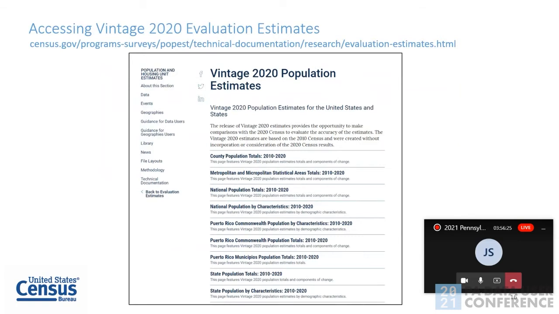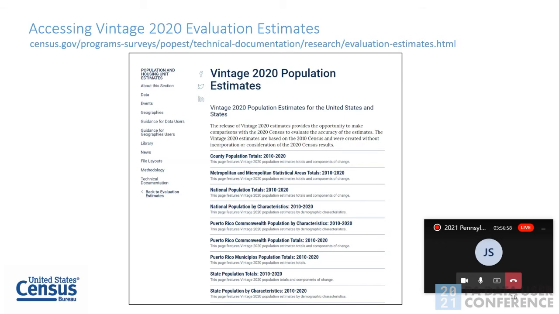I want to now turn to our latest estimates, our vintage 2020 evaluation estimates, and show you how to access them. At the end of each decade, when the decennial census information is released, PEP has the opportunity to evaluate its estimates against the census. We will use our estimates methods existing throughout the decade to create April 1, 2020 estimates without knowledge of the 2020 census, and then compare the estimates against the census results.